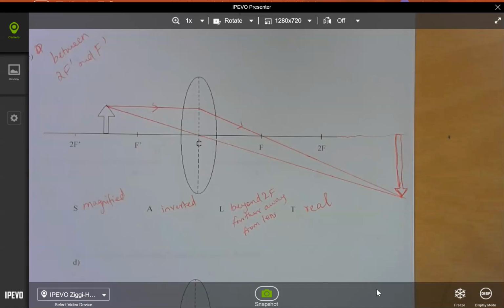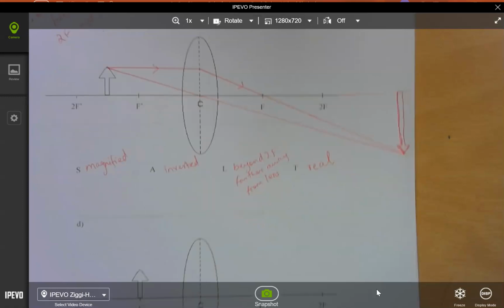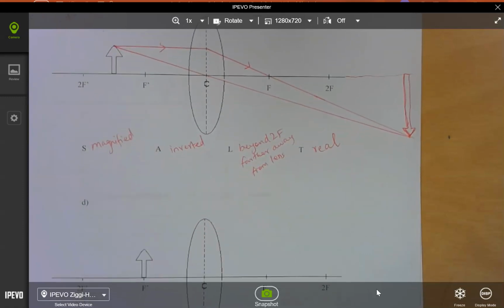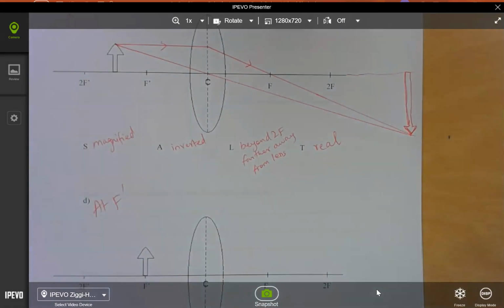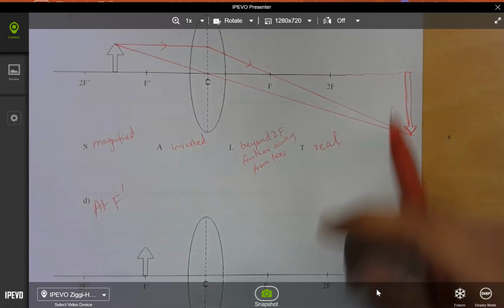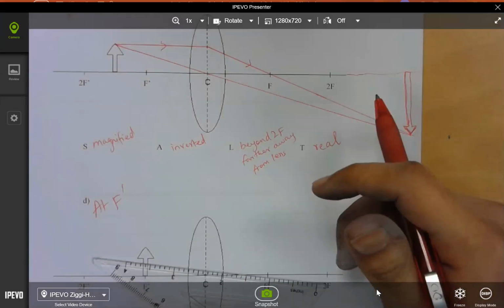Based on your knowledge of mirrors, can anybody guess what the answer for part D is at f prime? What kind of image will exist? Does anybody know? Yeah? There won't be an image. Very good. Very similar to our concave mirror. Convex lens, there will be no image.